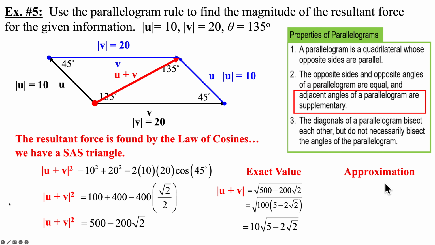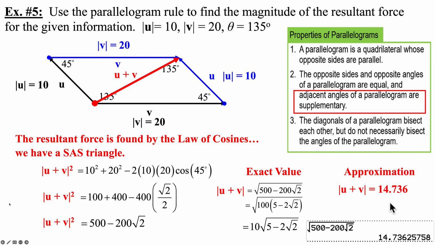If I want a decimal approximation, I'd just go back to the original, take the square root of 500 minus 200 times the square root of 2, and get this decimal approximation. And I rounded it to 3 decimal places. But just to make sure, you might want to type in this bottom answer here to make sure you're getting the same decimal so you didn't make any simplifying errors.